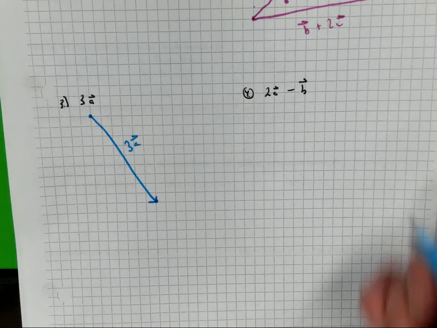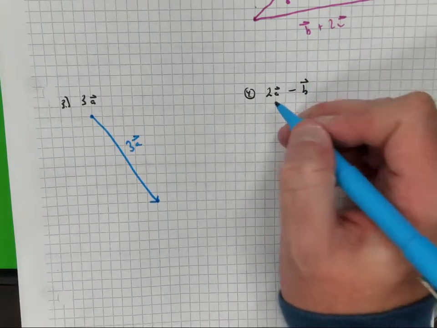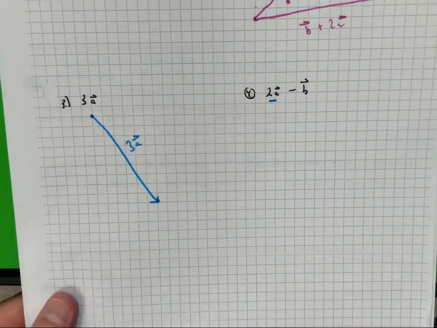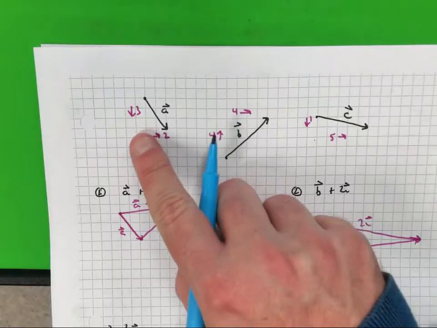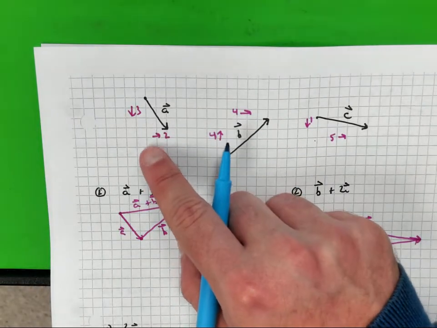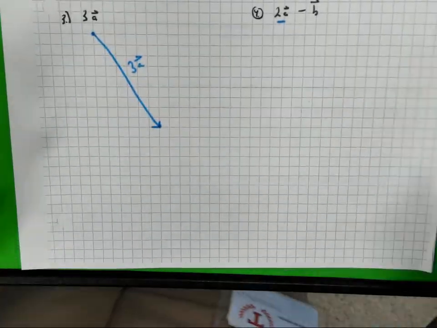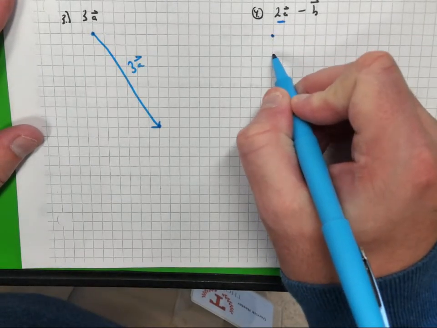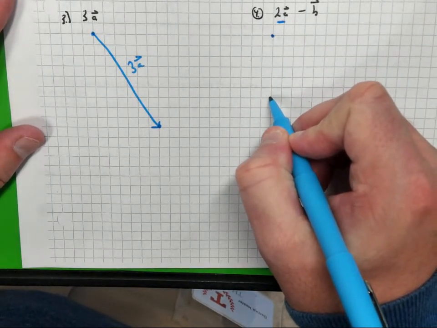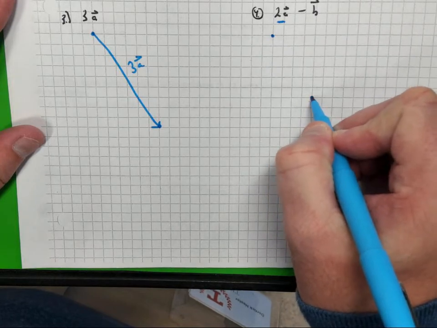Now notice this next one. 2 times vector A minus B. So I'm going to say 2 times the components. My A, instead of going down 3, I'm going to go down how much? And instead of going right 2, I'm going to go right how much? Okay. 1, 2, 3, 4, 5, 6. 1, 2, 3, 4.